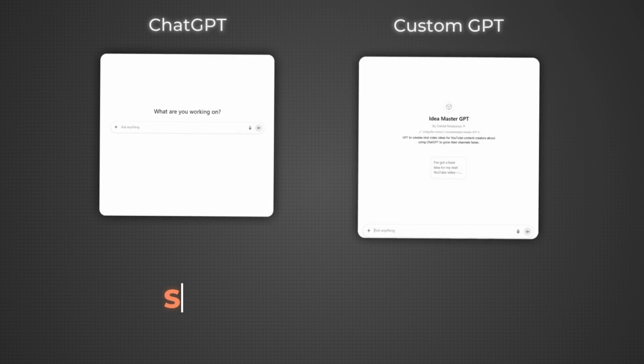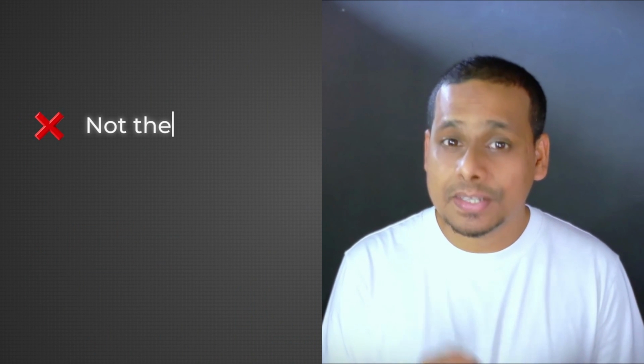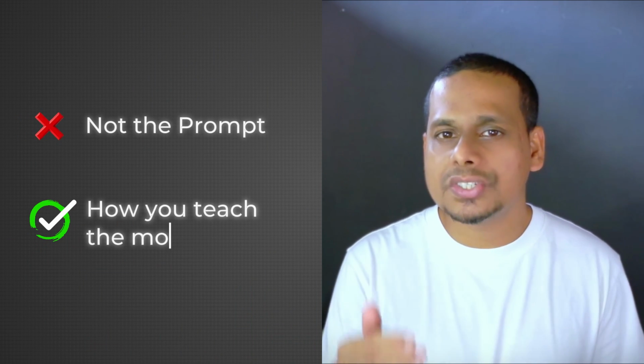So I tested them side by side using the same exact prompts. Now everyone's talking about prompt engineering, the best prompt and all of that stuff. But what I found is that the real difference isn't in the prompt. It's in how you teach the model to think. And once you understand that, your results change completely. Now don't worry, it's very easy to do. Now before I show you how, let's start the test and see which one wins. Ready?